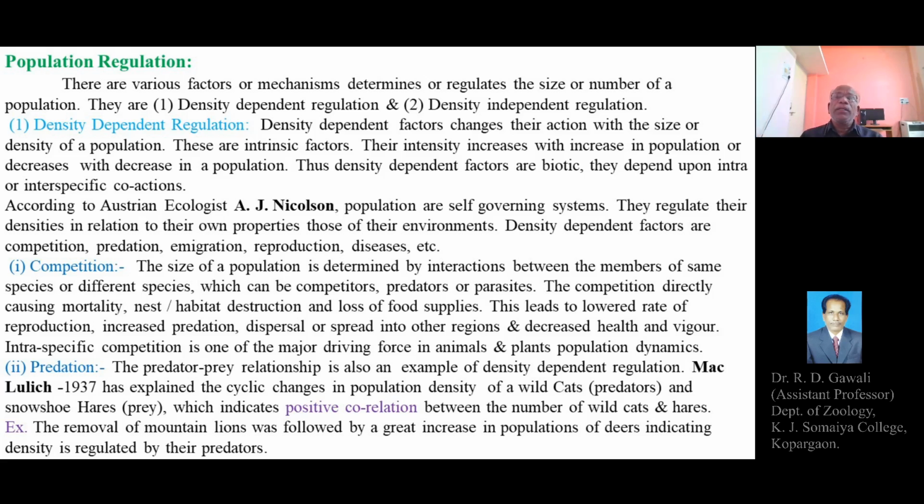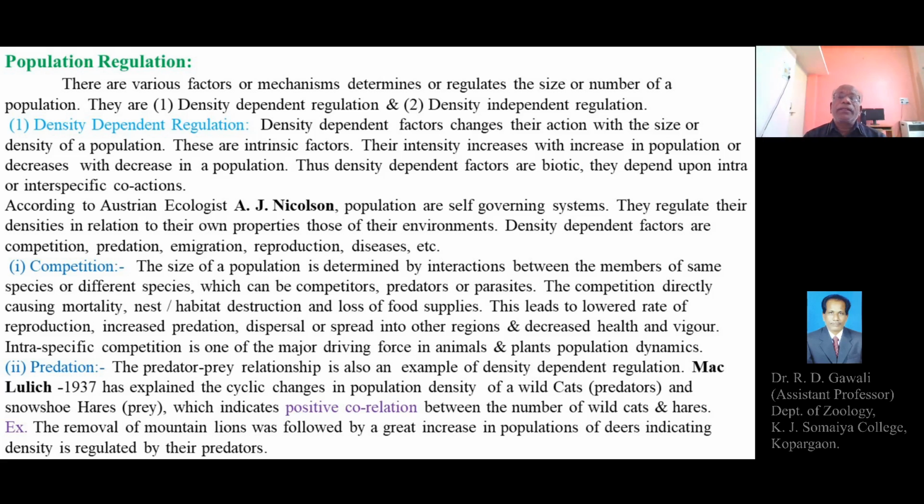And density independent regulation is where usually the abiotic factors, that is the physical environment, the habitat or food supply, are involved. So these are the abiotic factors or parameters of the environment which are affecting the population size or the number of individuals in a population. Now we'll explain all these things in detail.